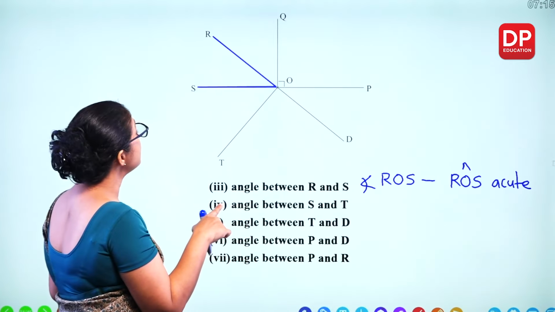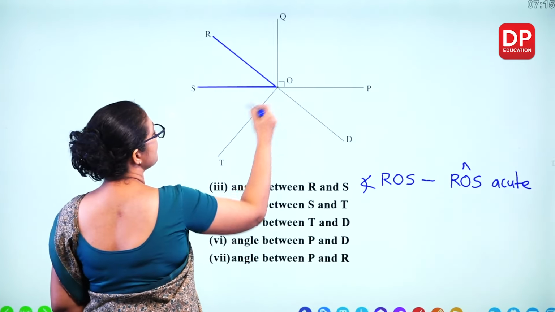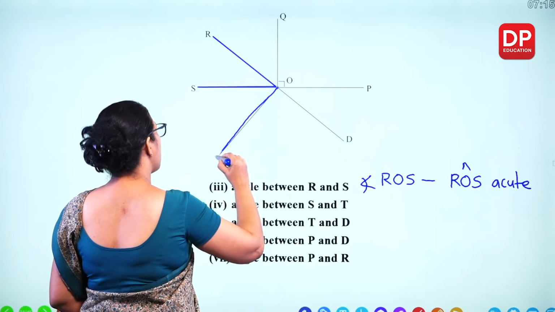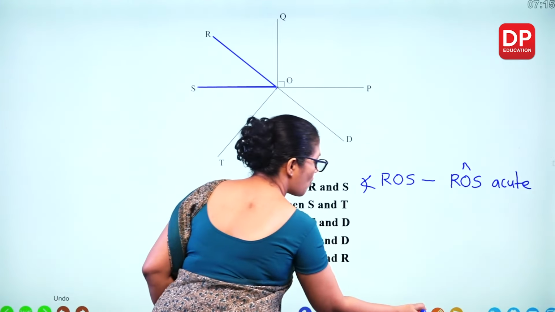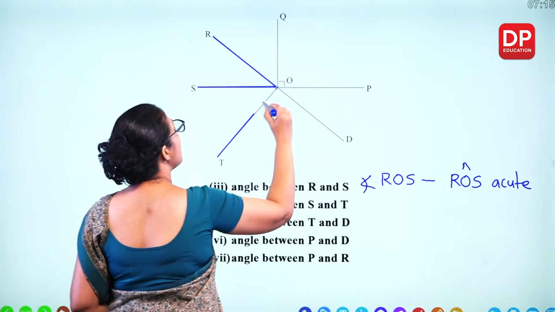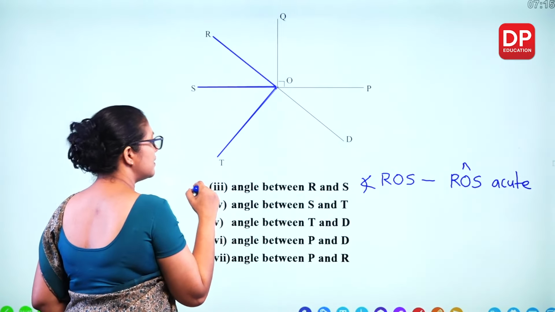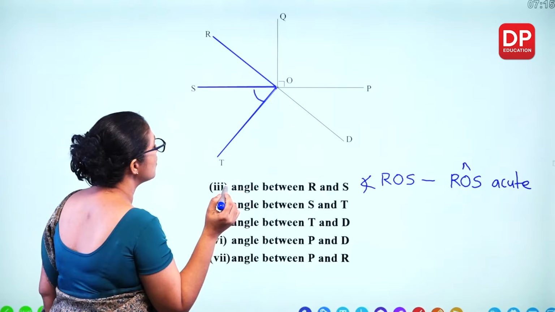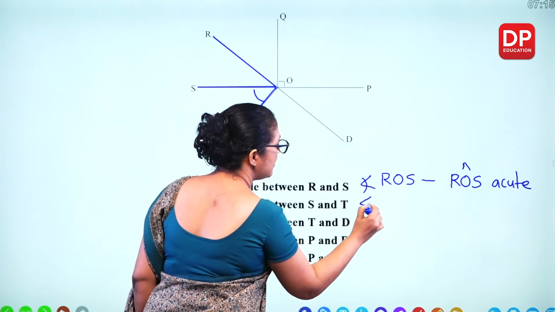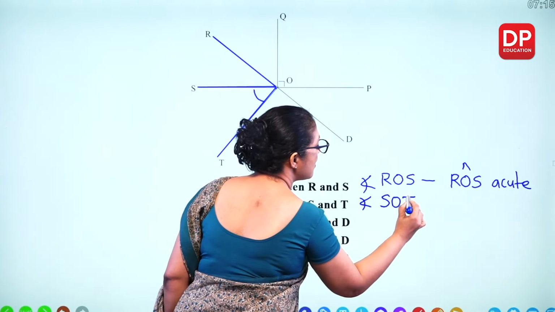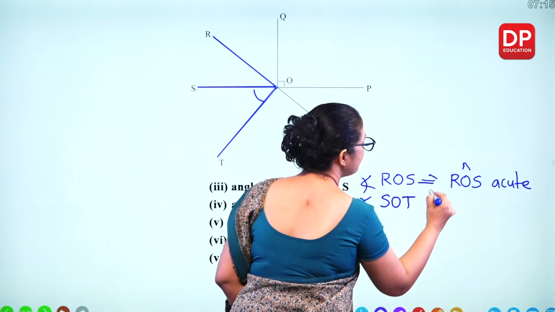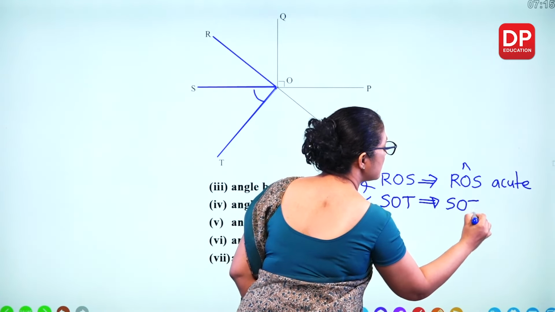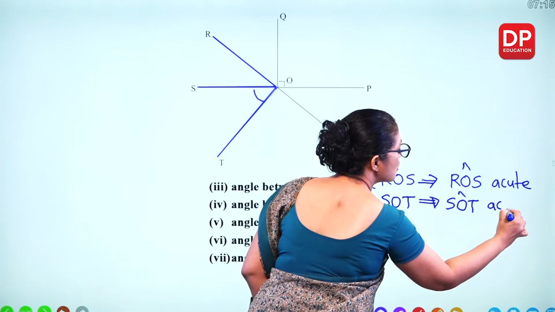Angle between S and T, that's also an acute angle. No? So it's a small one, less than a right angle. This angle, SOT. Angle SOT, or I can write SOT angle. That's acute.